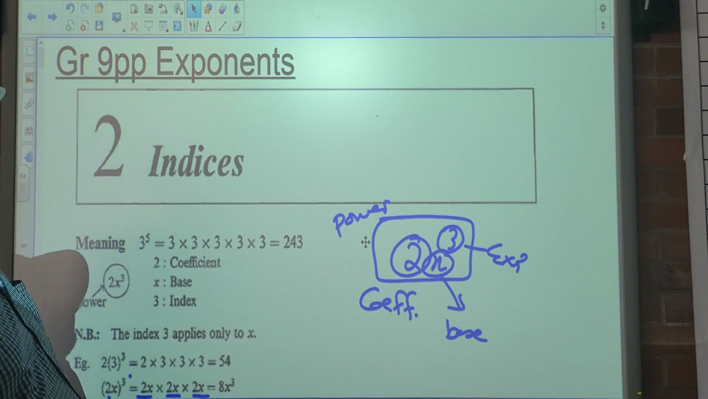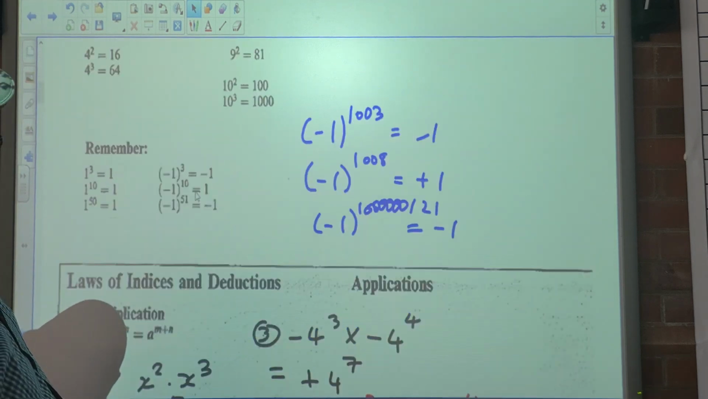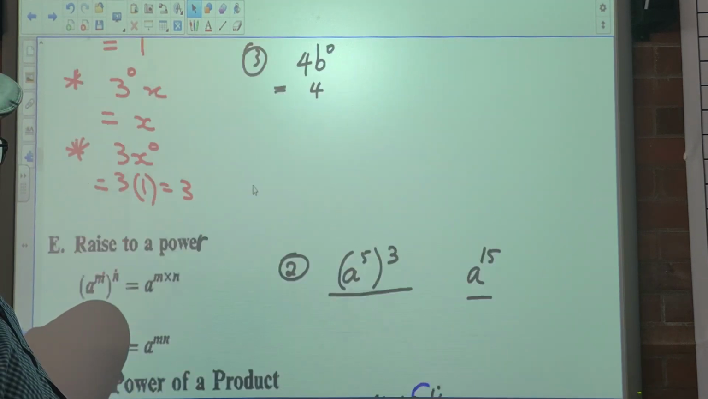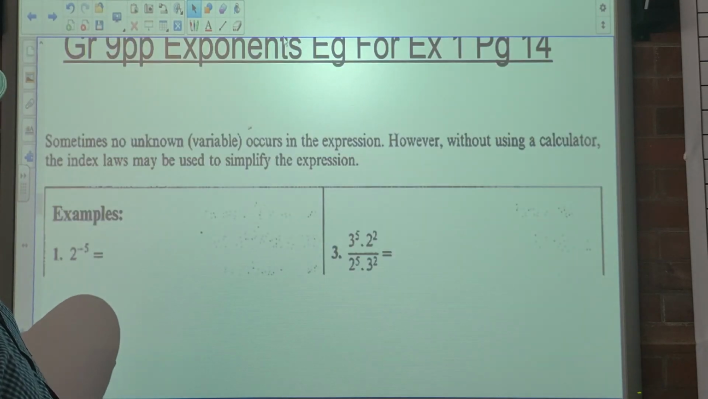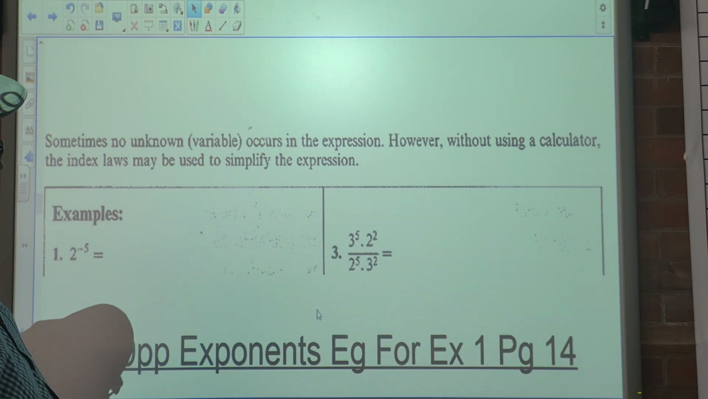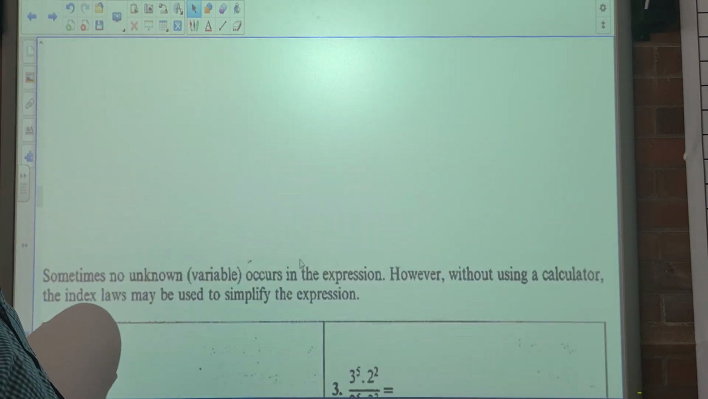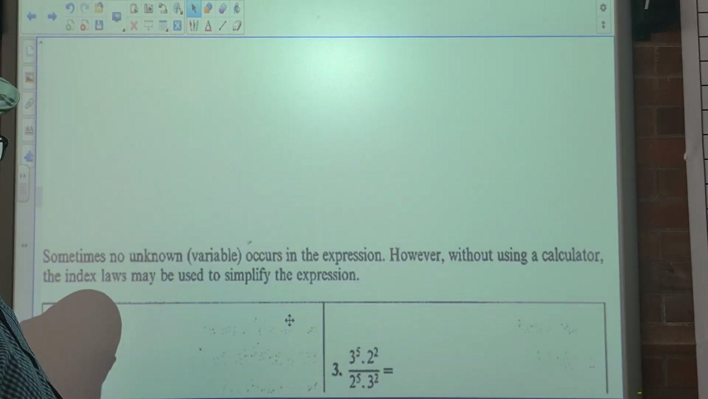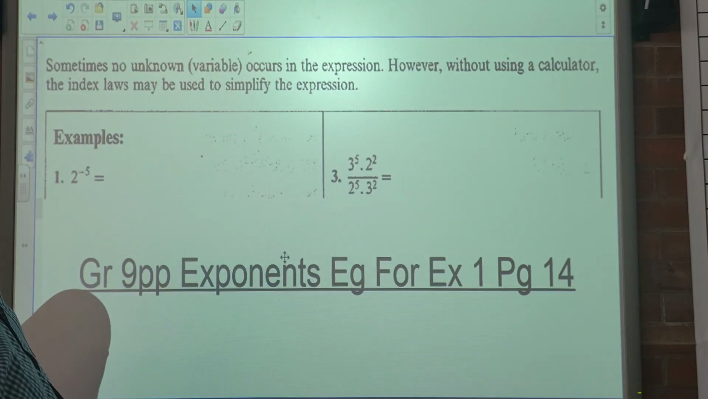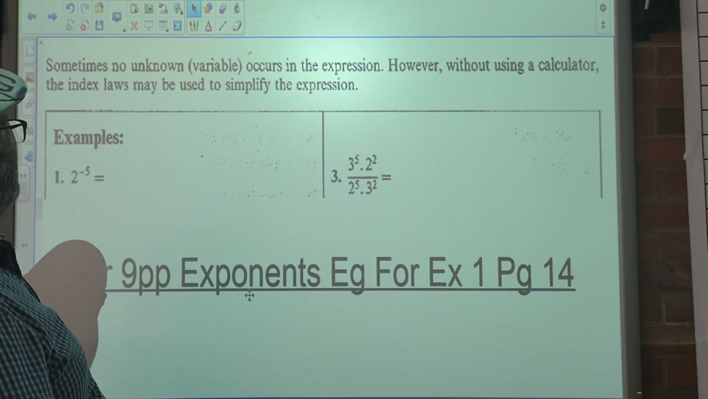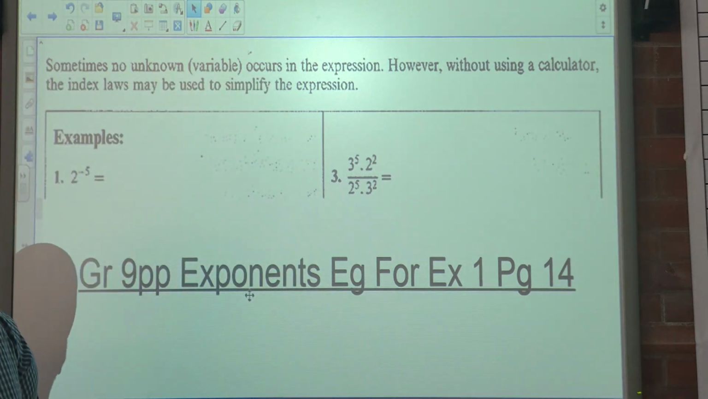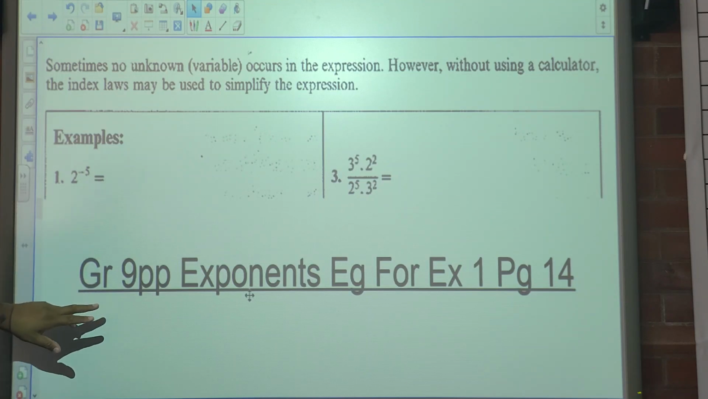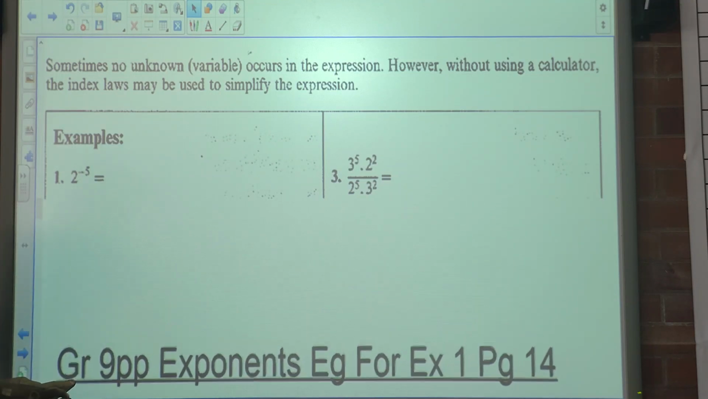Right, so today we're looking at exponents. We did another exercise from the Mind Action series. Which book is that? X Factor. Okay, this is to strengthen our understanding of exponents. Sometimes an unknown or variable occurs in the expression, however, without using a calculator, the index laws or the exponential laws may be used to simplify the expression. Okay, here's my other marker.